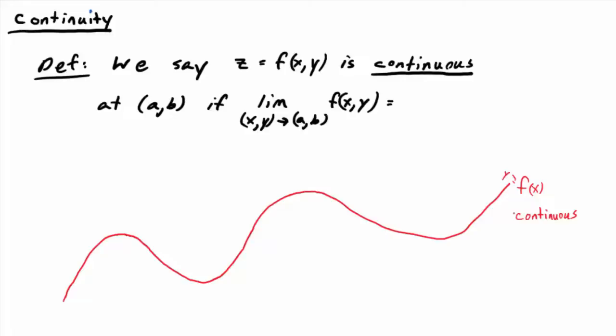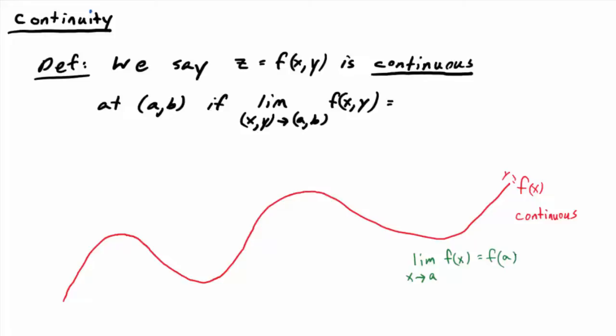Do you remember the definition for a continuous function back in Calc 1? The more formal definition? It involved a limit. If you take the limit of f of x as x approaches a, then not only does that limit exist, but in order for the function to be continuous, it has to equal f evaluated at a.